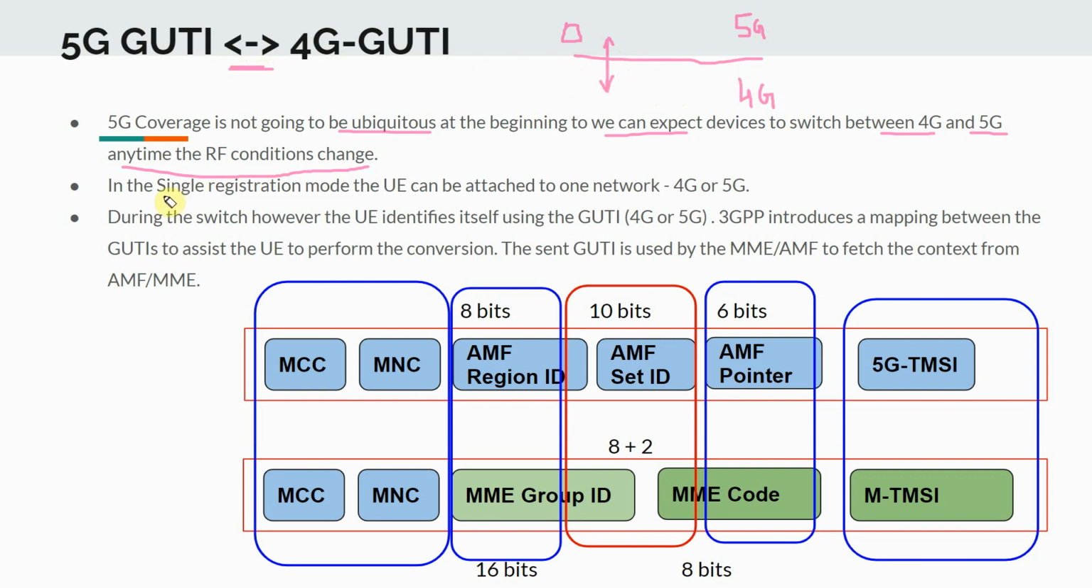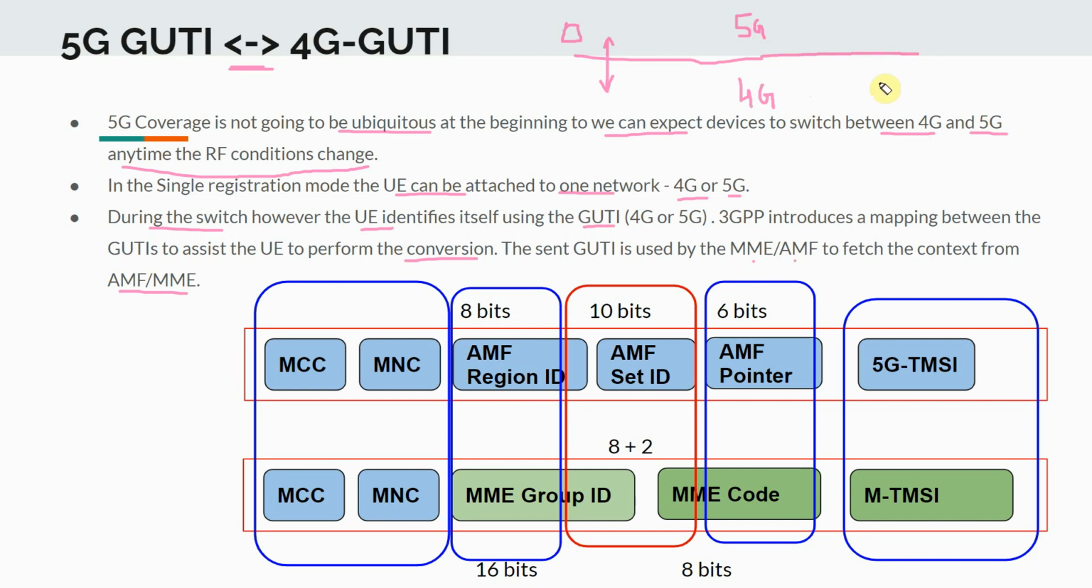So in order to make that happen, we rely on this mapping, and we shall see how that is used. In the single registration mode, the UE can be attached to one network, 4G or 5G, depending on the coverage. During the switch, however, the UE identifies itself using the GUTI, 4G or 5G. 3GPP introduces a mapping between the GUTI to assist the UE to perform the conversion. The sent GUTI is used by the MME or the AMF to fetch context from the AMF or the MME. So let's try to understand that a little more.